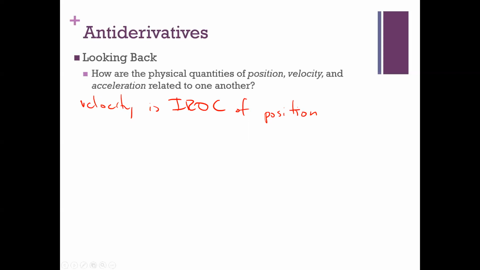How have we used that fact in the past to mathematically unite velocity and position? Well, if position was your original function, velocity would be its derivative, and then acceleration would be the derivative of that. Yeah. So another way we can say this is, velocity is the derivative of position with respect to what variable though? Time, right?